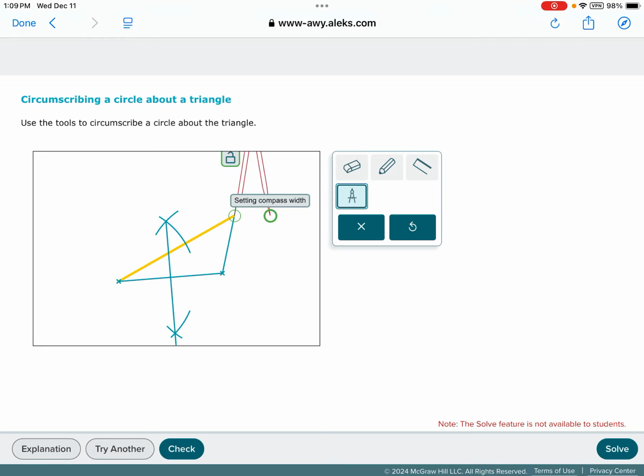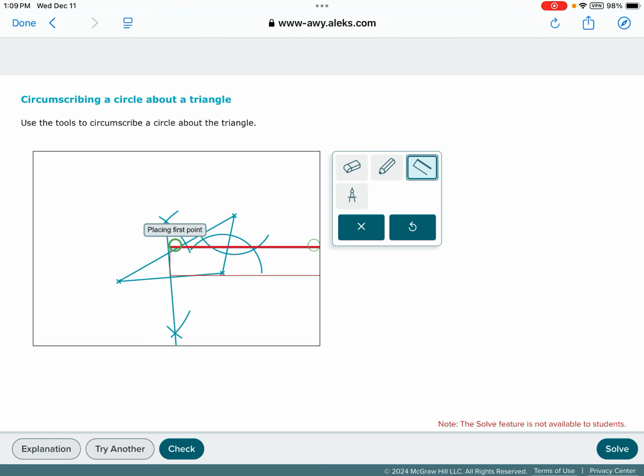I'm going to find another edge, a little bit more than halfway. I'm kind of lazy, so I'm going to do an arc instead of the two partial arcs. Now I'm going to move it to another side and make my arc, and find where they intersect. Then I'm going to grab a ruler, find where those two intersect, and draw along them.